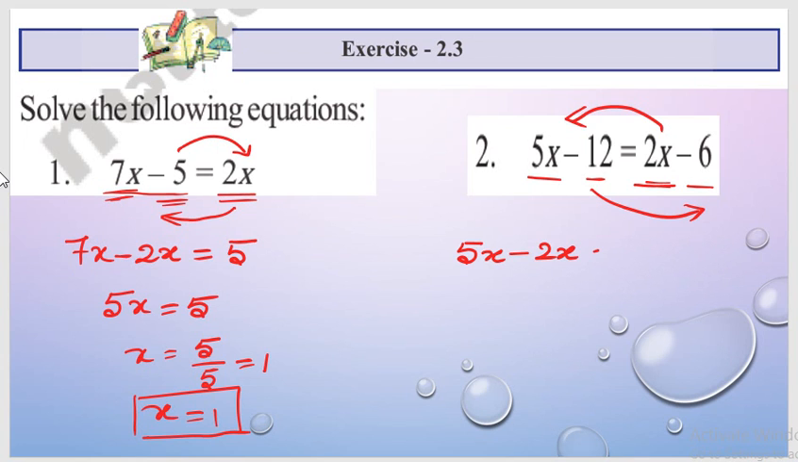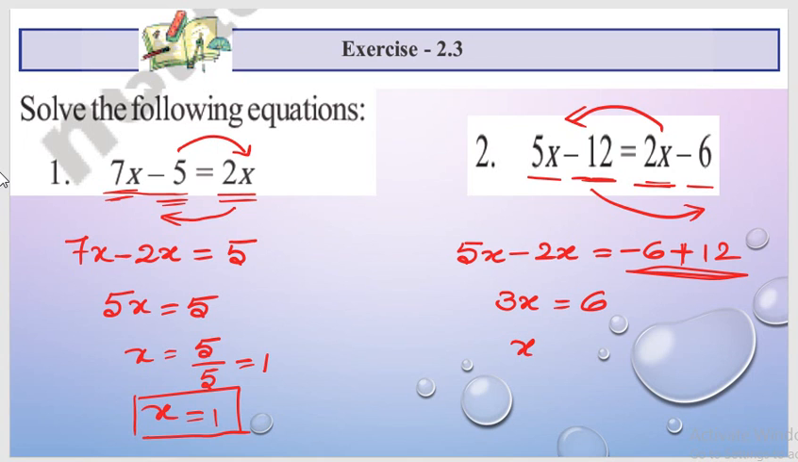this plus 2x on transposing becomes minus 2x, is equal to, already on the right hand side what do we have? We have minus 6, so keep as it is. Next, this minus 12 on transposing becomes plus 12. Now 5x minus 2x is nothing but 3x. 3x is equal to, and while doing the simplification you need to be careful. Here the bigger number is 12, which has a positive sign, and 6 has a negative sign, so we need to do subtraction. 12 minus 6 is nothing but 6.